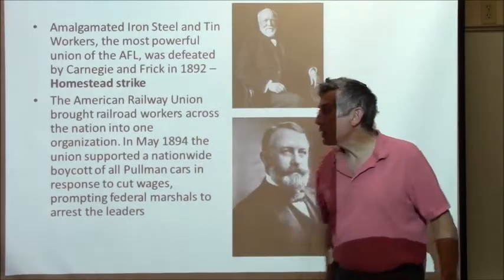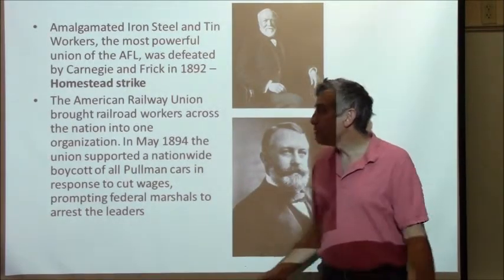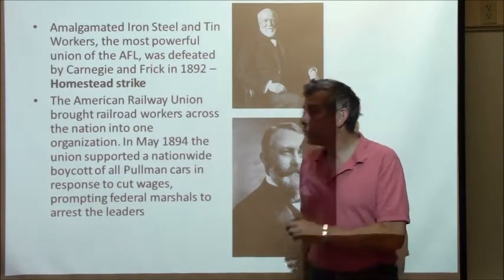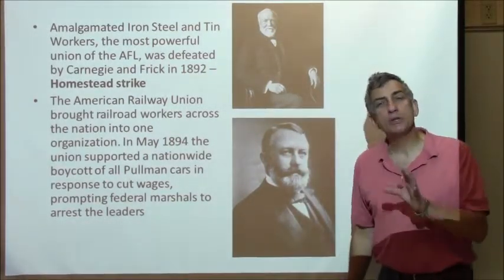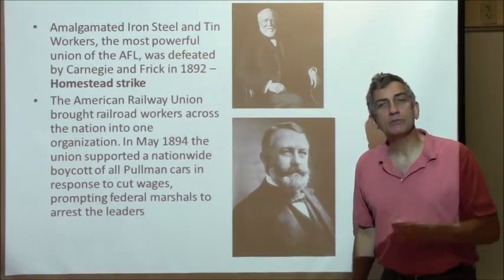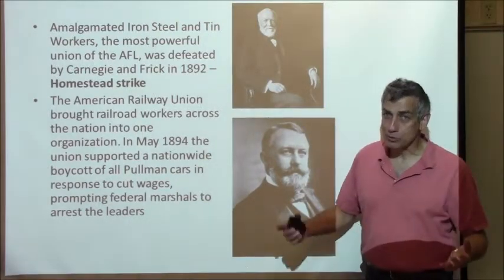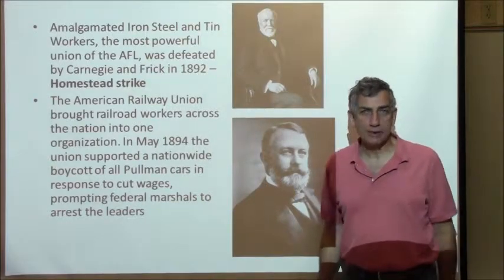The American Railway Union brought railroad workers across the nation into one organization. In May of 1894, the union supported a nationwide strike of Pullman workers at the Pullman car plant. The Pullman car plant made railway cars for the rich and famous, for the wealthy. These lavish cars, like the first Winnebagos, I like to joke about it, the first motorhomes. Anyway, these were highly skilled workers, and they're going to go on strike.